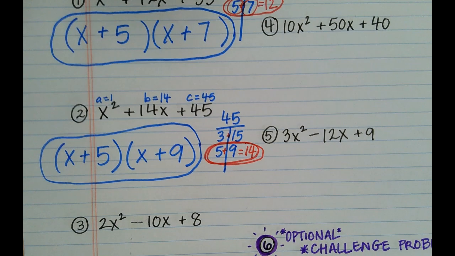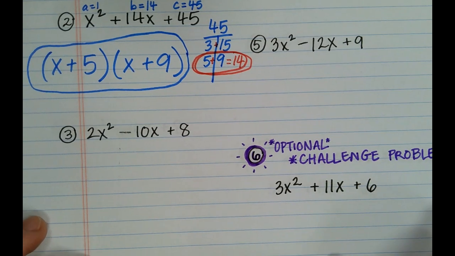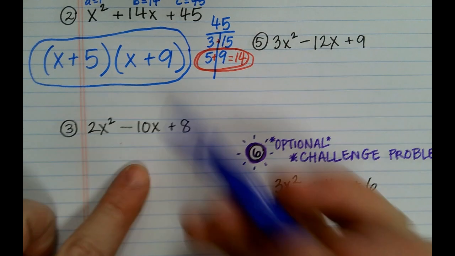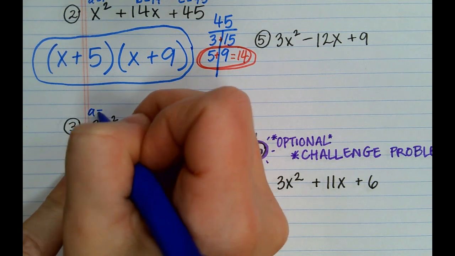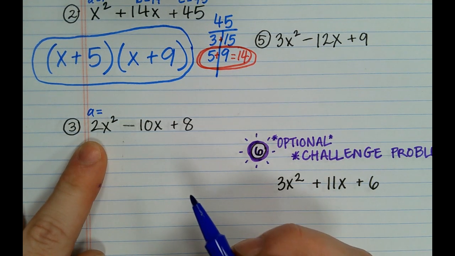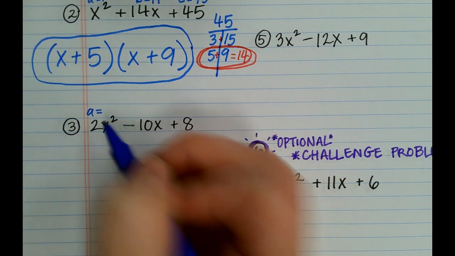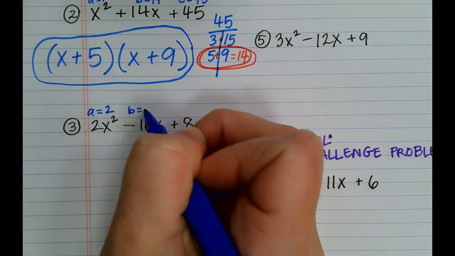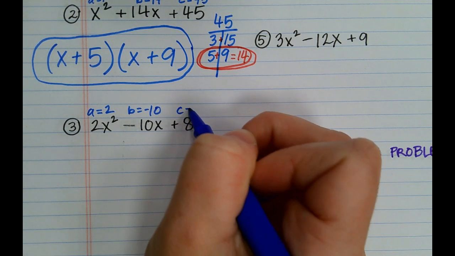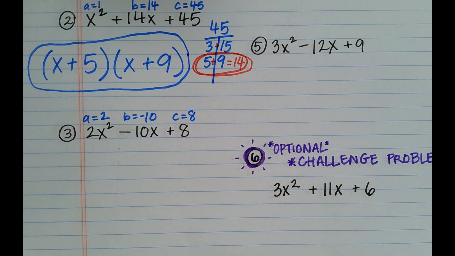Here's where it gets slightly different. This is a review of what we did yesterday. Now we have an expression where A is not 1. It's bigger than 1. So what's our A? 2. What's our B? Negative 10. What's our C? 8.